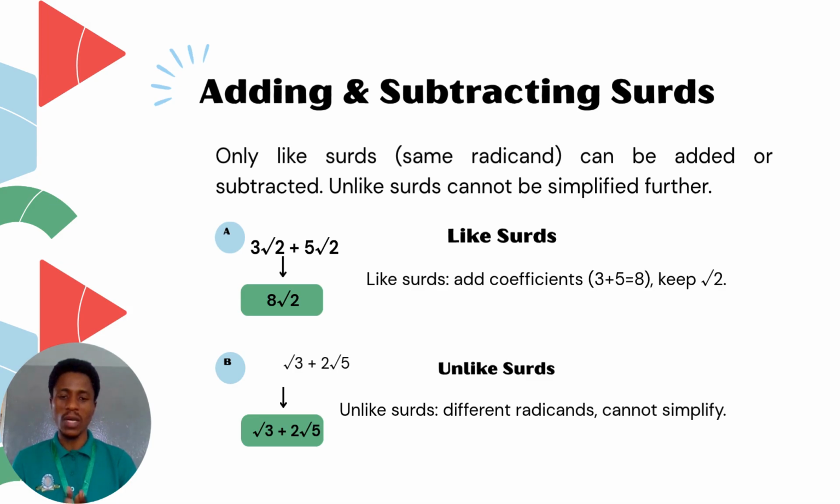Also, for the unlike surds, their roots are different. Take a look at our examples. Let's come to example A first. 3 root 2 plus 5 root 2. So we add the outside numbers, that is 8, and it gives us 8 root 2. Then for the second one, 3 root 3 plus 2 root 5. Because they are unlike, they are not addable, and that remains the answer.